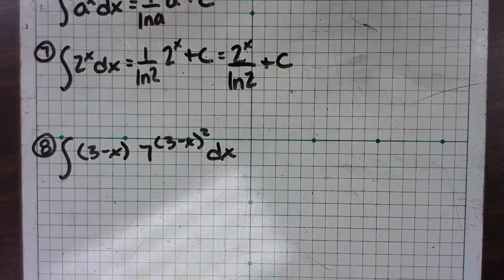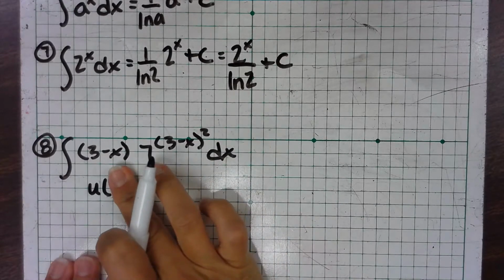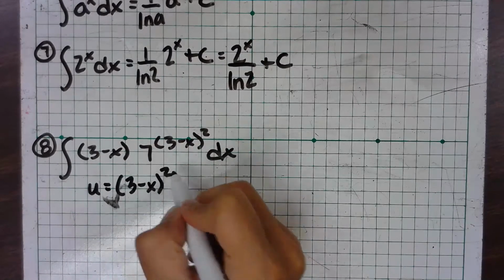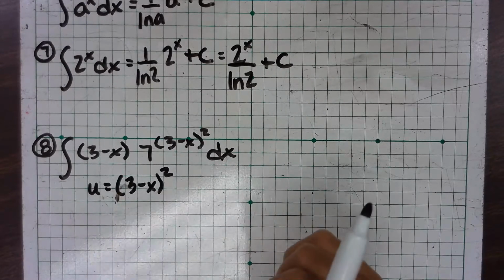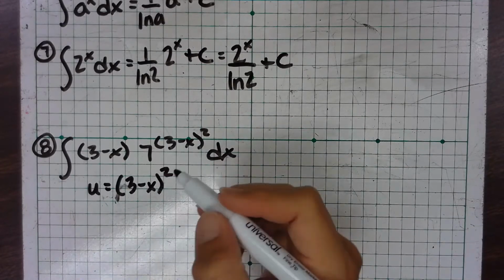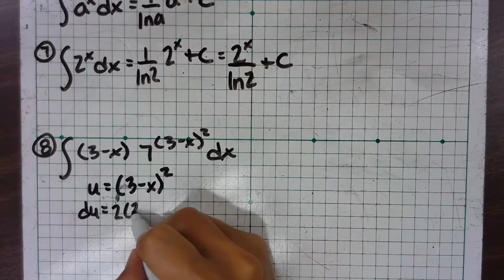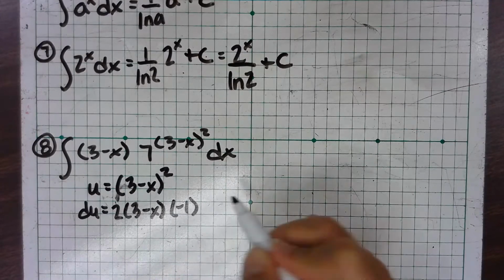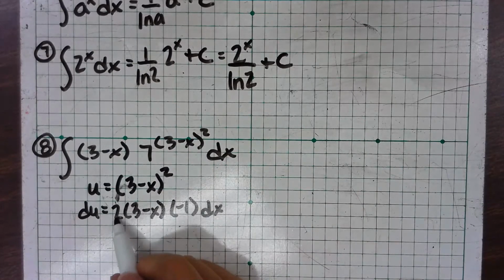All right, so what if I make my u 3 minus x, and then squared. So let's see, does that work? If I do this, I can say du equals 2 times 3 minus x, but don't forget the chain rule. People will always forget this. You've got to multiply it by -1, and then dx. So really, we've got this -2 out here.